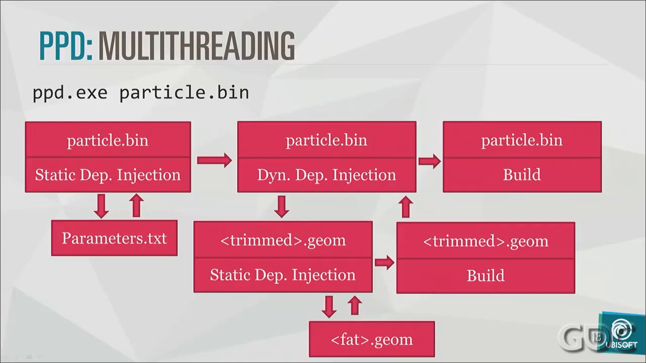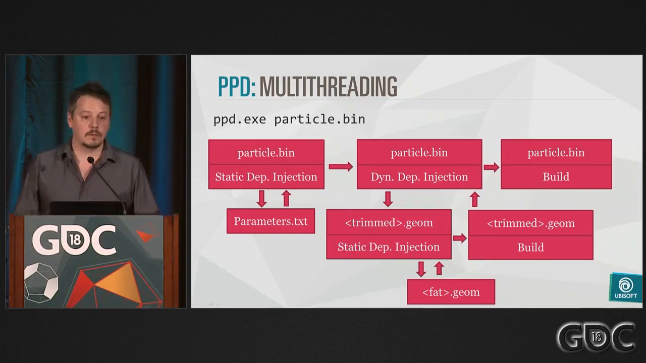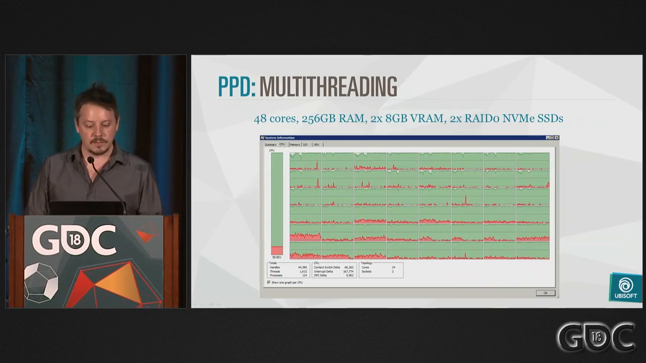So what we see here is that just building a simple particle is going to generate a lot of tasks, and this is just for one geometry, one particle. So we are building thousands of assets at the same time, so we have a huge amount of tasks to execute at the same time. And this scales extremely well on PCs that have a lot of cores. So in Far Cry 5, we're using a 48-core machine, and we can actually get this machine quite busy doing this work.